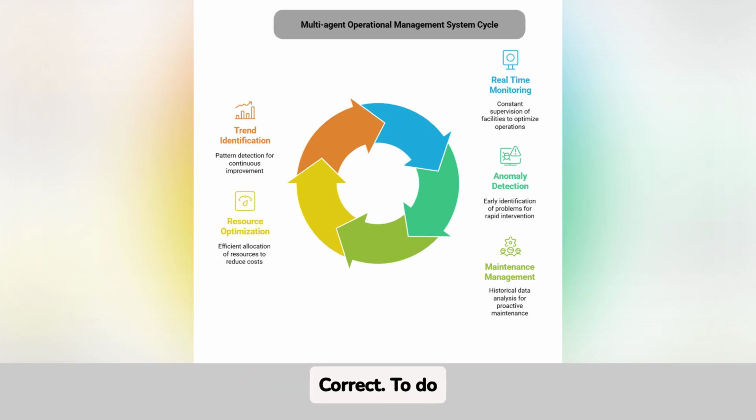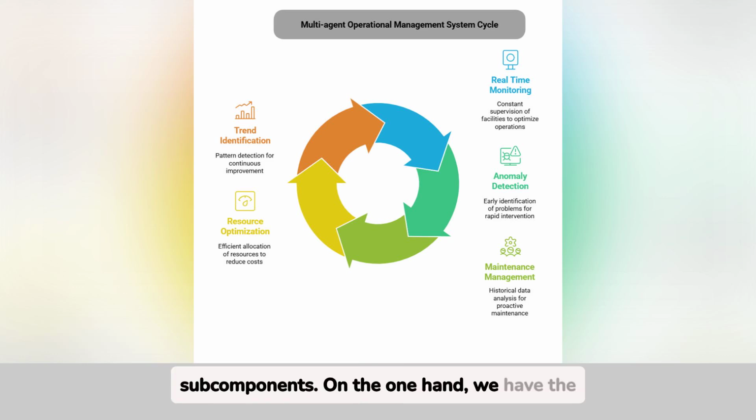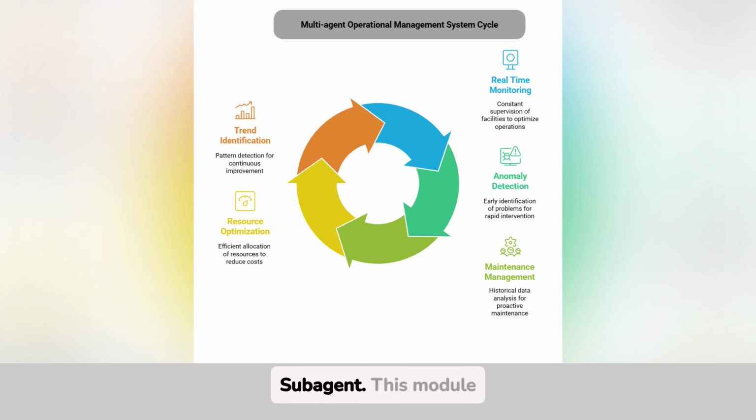Correct. To do this, the agent uses two key subcomponents. On the one hand, we have the Anomaly Detection Subagent. This module uses machine learning algorithms that analyze operational data in real time and compare current behavior with the historical baseline. If a significant variation is detected, such as an unexpected drop in production, the system generates an alert.